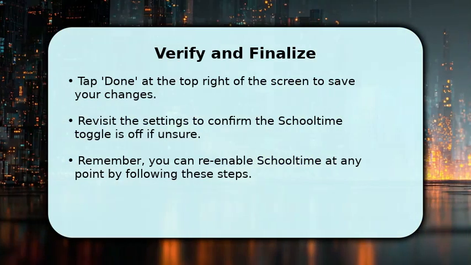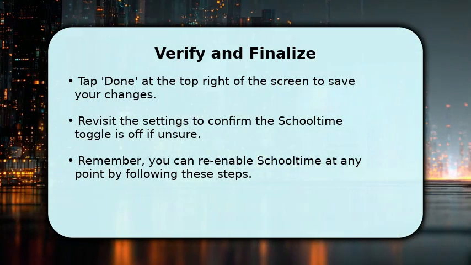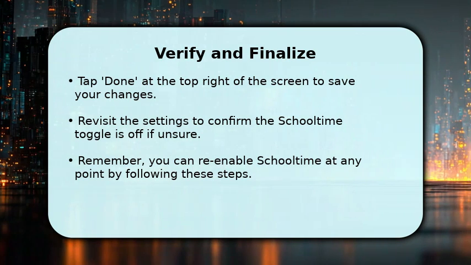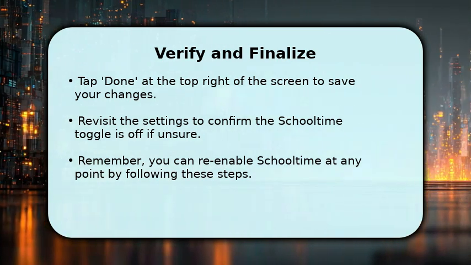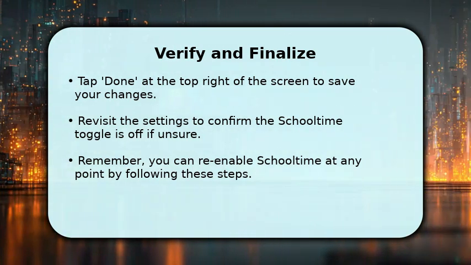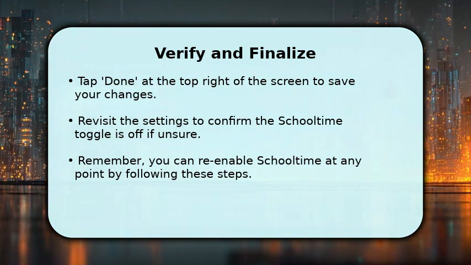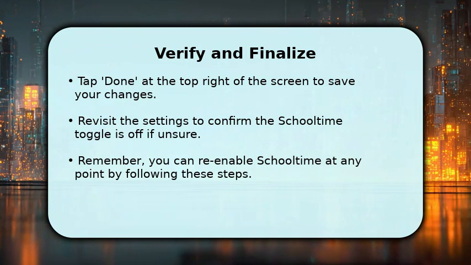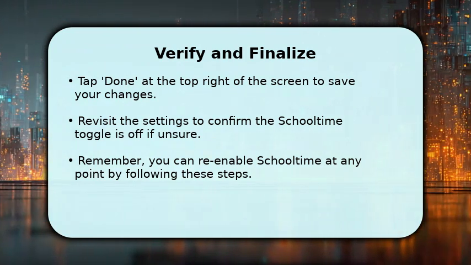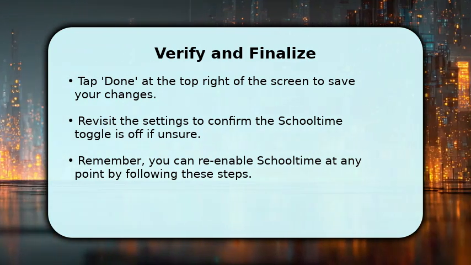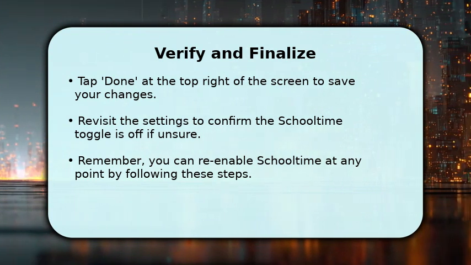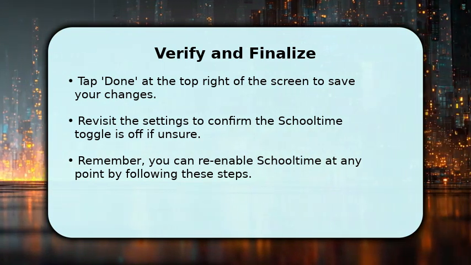Once you have toggled school time off, ensure you tap Done at the top right of the screen to save your changes effectively. You can always confirm the feature is inactive by revisiting these settings and checking the toggle's status. If you ever need to re-enable school time, simply follow these same steps and turn the toggle back on. This ensures your changes are permanent and reflect your current preferences.